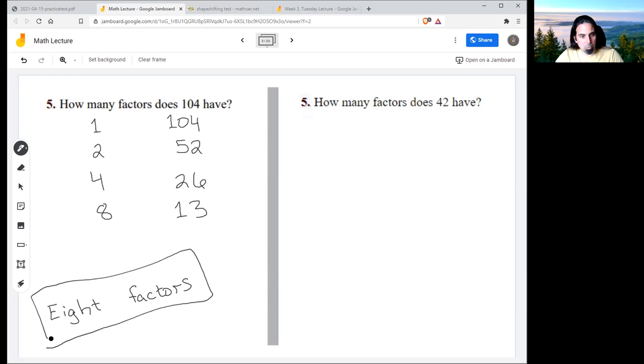And to finish the skipped part, then does 5 work? No, it would end in 5 or 0. Does 6 work? Nope, 2 and 3 would both have to work. Does 7 work? There's no shortcut for 7, but you could either trust it doesn't work or try it on a calculator and see it doesn't work. 8 does work. Does 9 work? No, add up the digits.